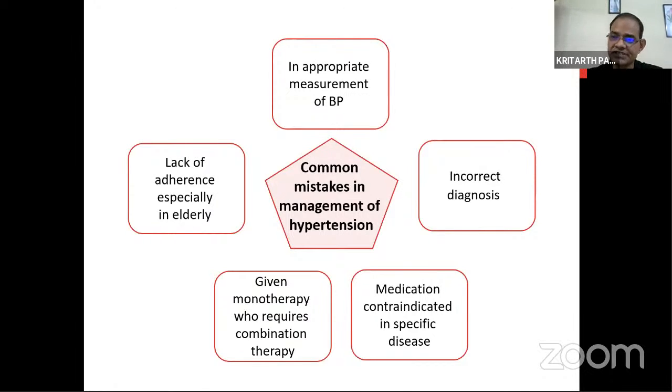Giving monotherapy: the patient was put on monotherapy, but actually combination therapy is required for proper control of hypertension. And lack of adherence, especially in the elderly population.